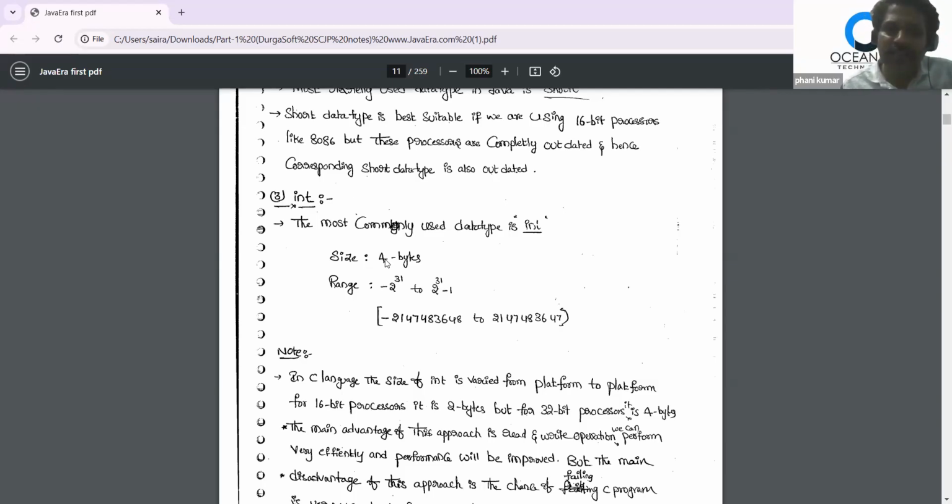in Java it takes 4 bytes. Clear? A common doubt is: C takes 2 bytes, so why does Java take 4 bytes? If you don't ask me like this, I'm answering this.